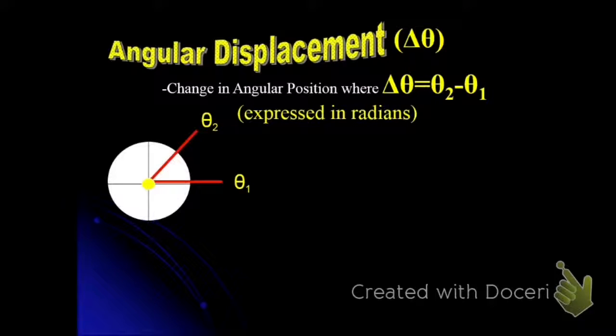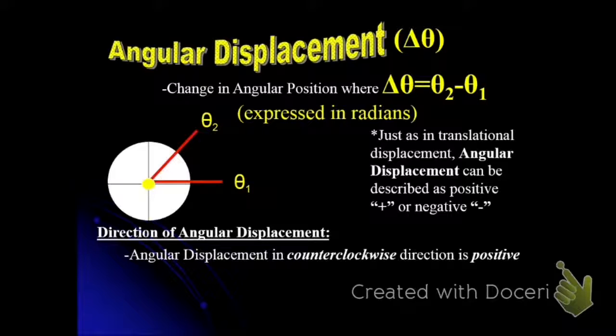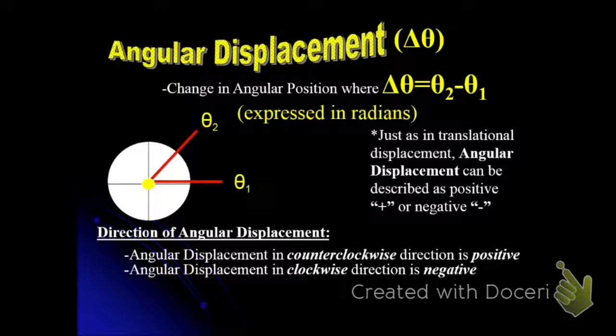So here we have a circle and you displace from position 1 to position 2, and we can then figure out the total displacement by subtracting the two positions. This can also be positive or negative, just like regular displacement can be, except it's going to be a little bit different. Instead of left and right, we're going to relate it to whether it's clockwise or counterclockwise. So we're going to call counterclockwise positive displacement, and clockwise will be negative displacement. Just like forward, backward, up, down, it's arbitrary. We're just making this convention to be consistent.